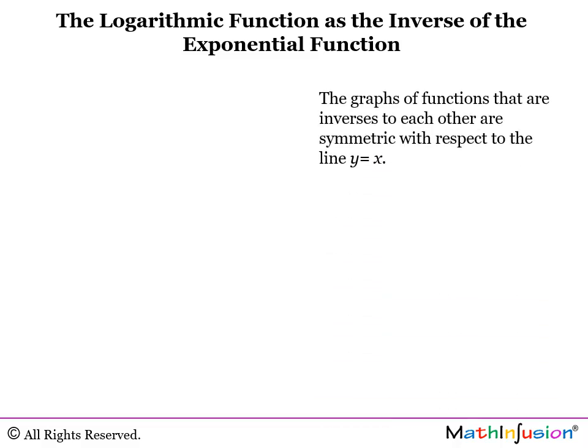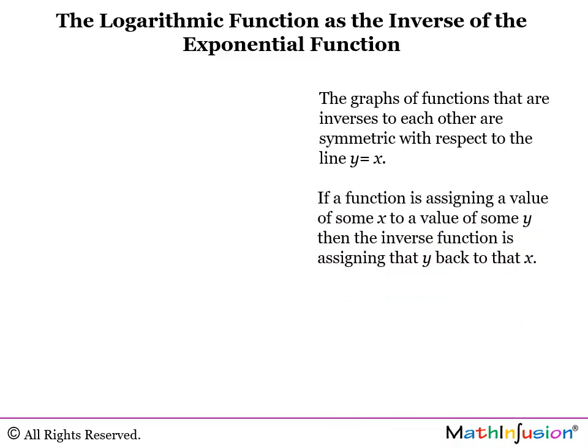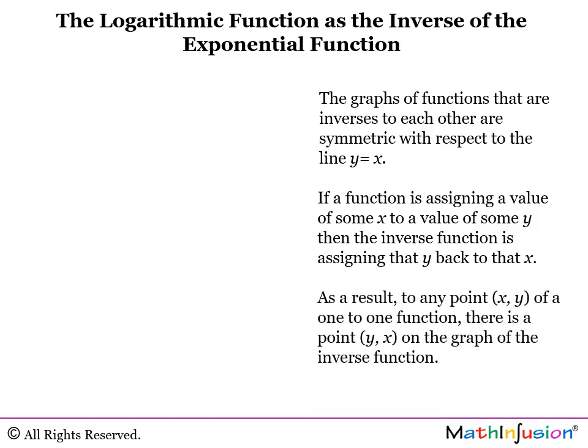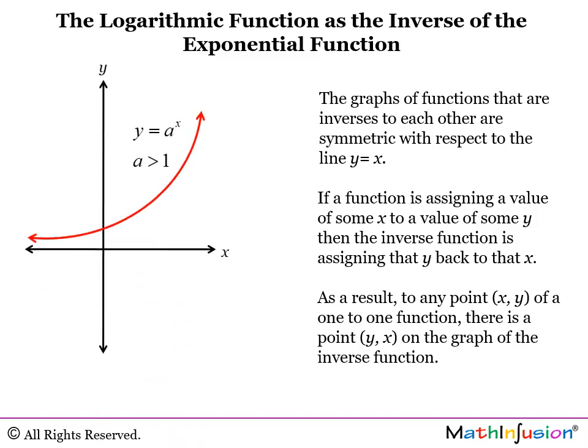The graphs of functions that are inverses to each other are symmetric with respect to the line y equals x. If a function is assigning a value of some x to a value of some y, then the inverse function is assigning that y back to that x. As a result, to any point (x, y) of the one-to-one function, there is a point (y, x) on the graph of the inverse function.